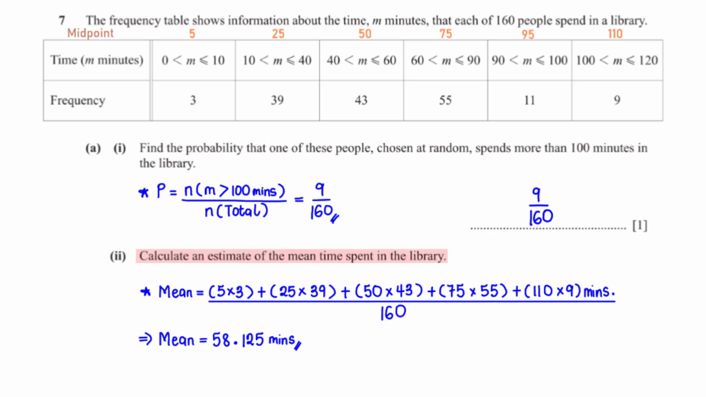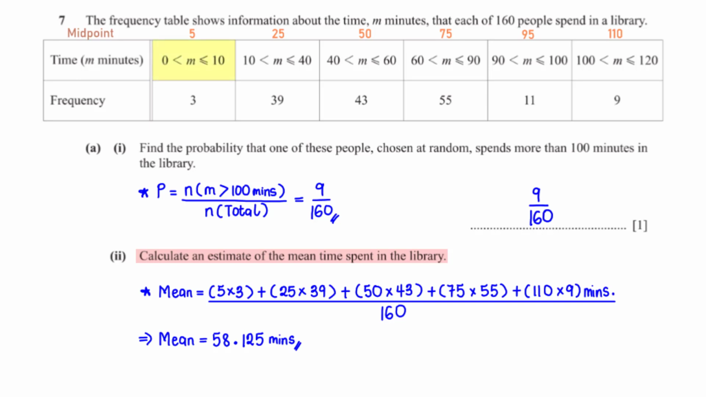Calculate an estimate of the mean time spent in the library. The mean is equal to the total time spent by all the people in the library divided by the total number of people. Before getting the total time spent by all the people in the library, we need to get an average time for each of the time intervals.